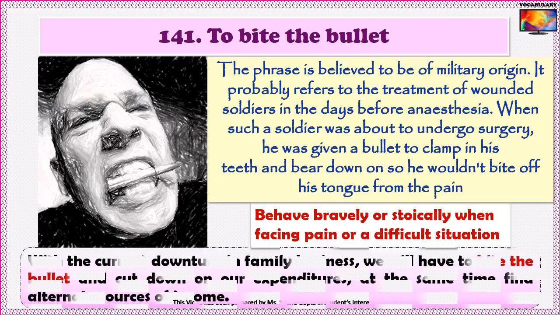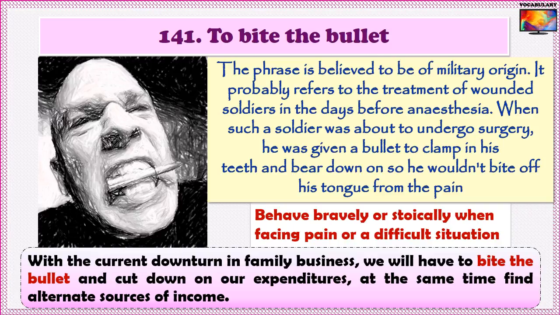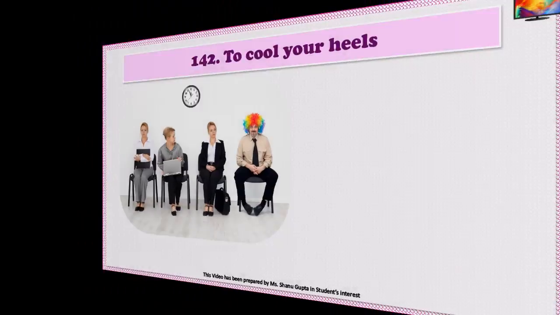An example would be, with the current downturn in family business, we will have to bite the bullet and cut down on our expenditures, at the same time find alternate sources of income.